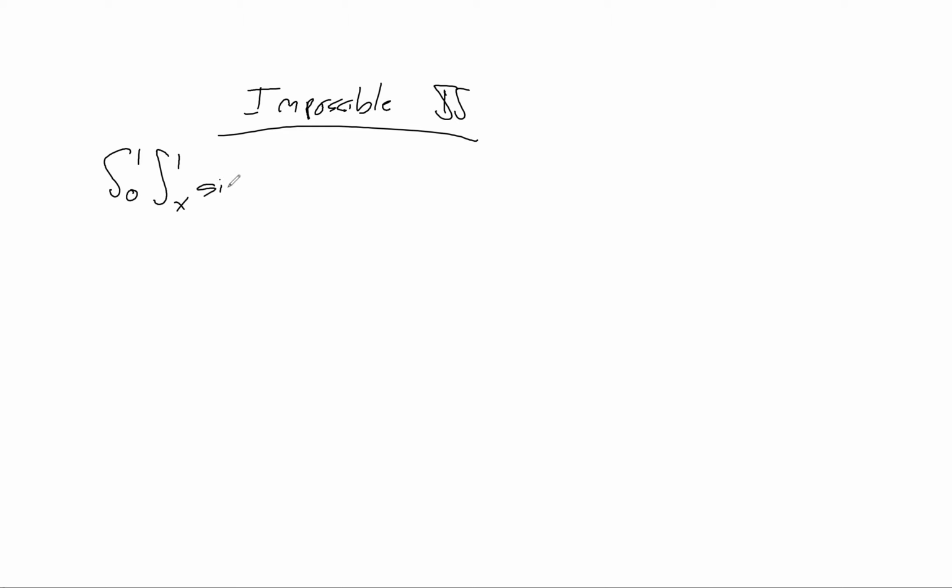Okay, so I'm going to talk about a trick to evaluate impossible double integrals. So to evaluate an impossible double integral, something that looks like this. Let's say 0 to 1, x to 1, sine of y squared dy dx. The problem is to evaluate this thing.